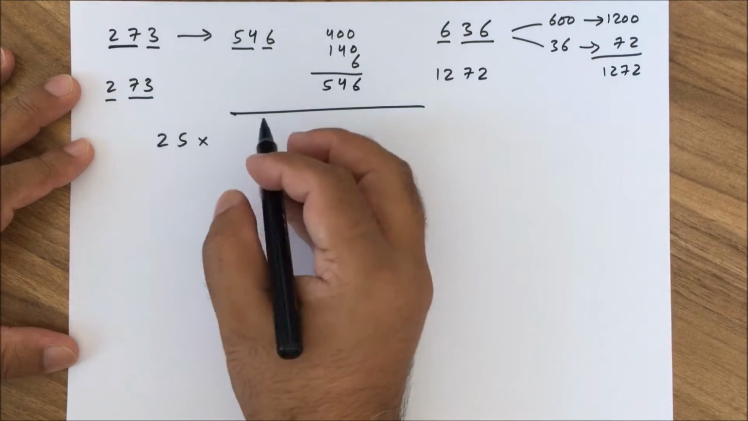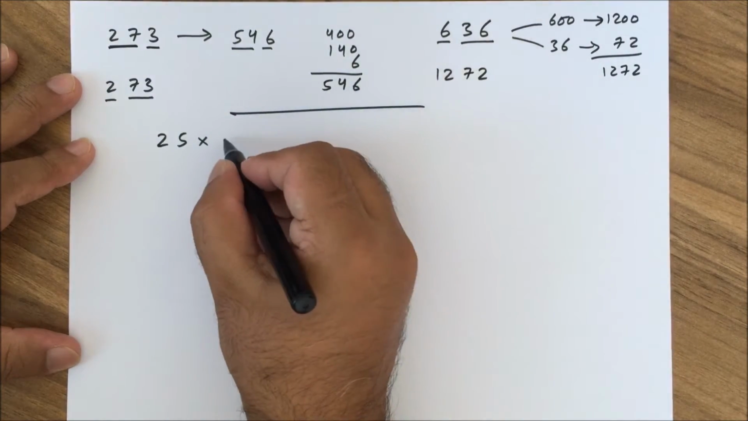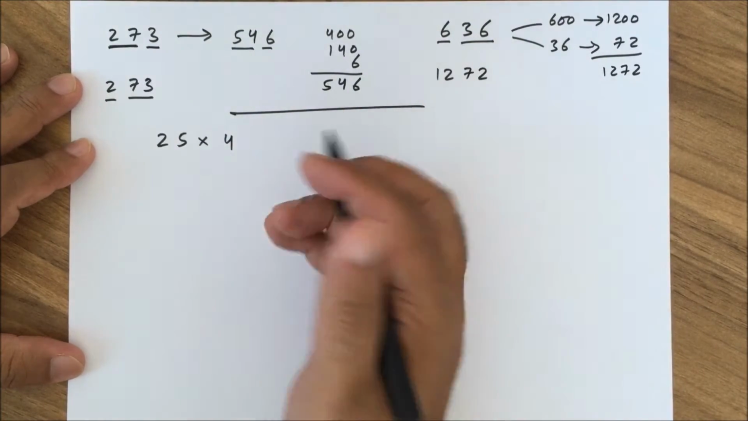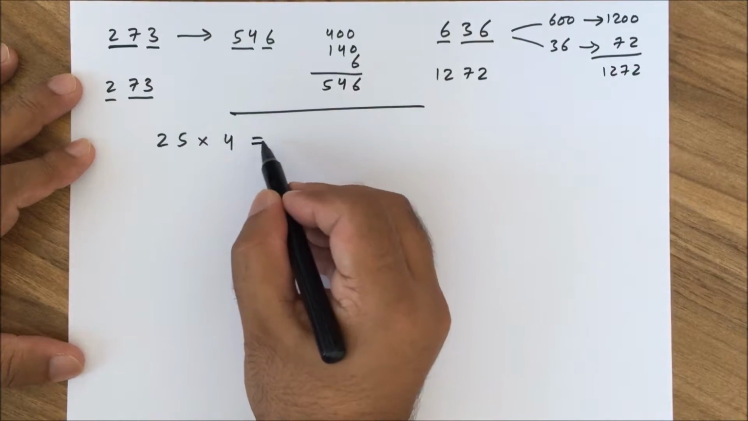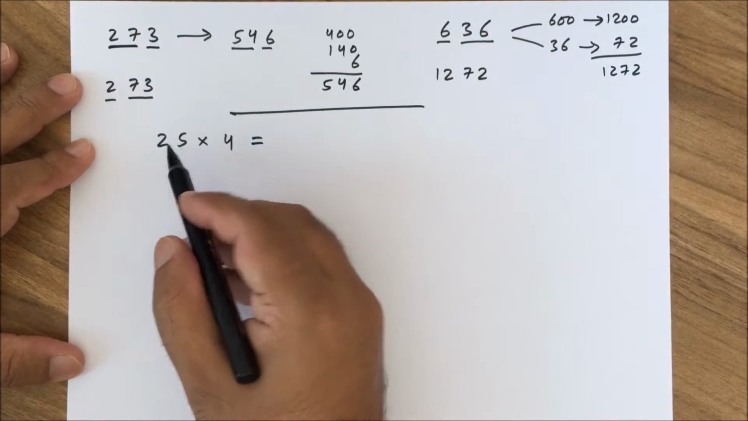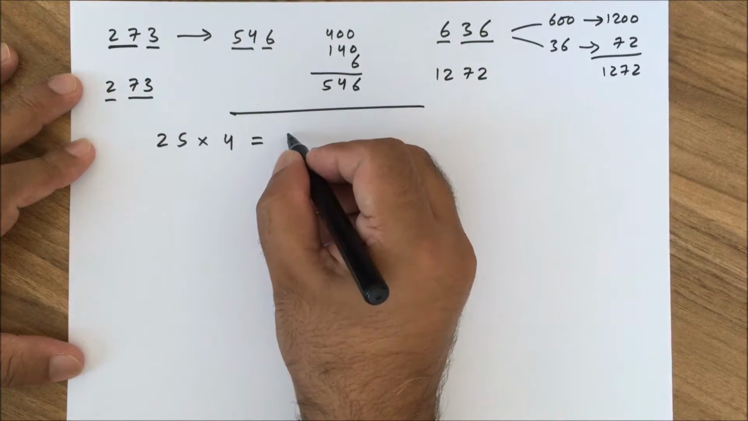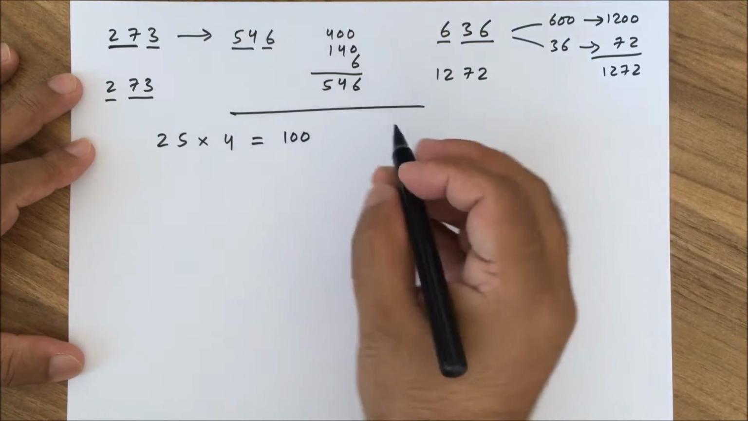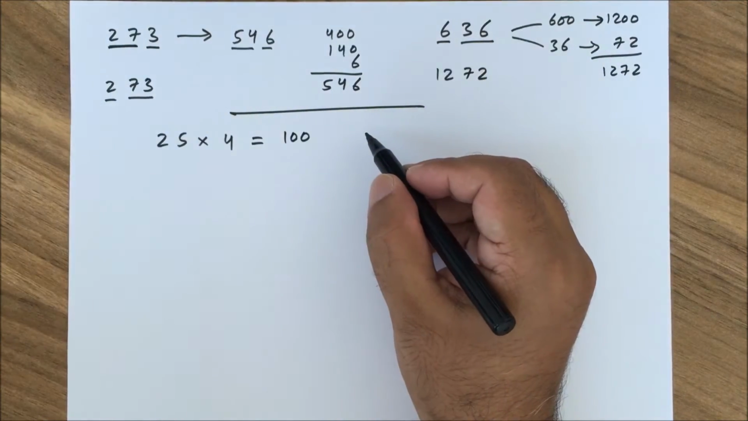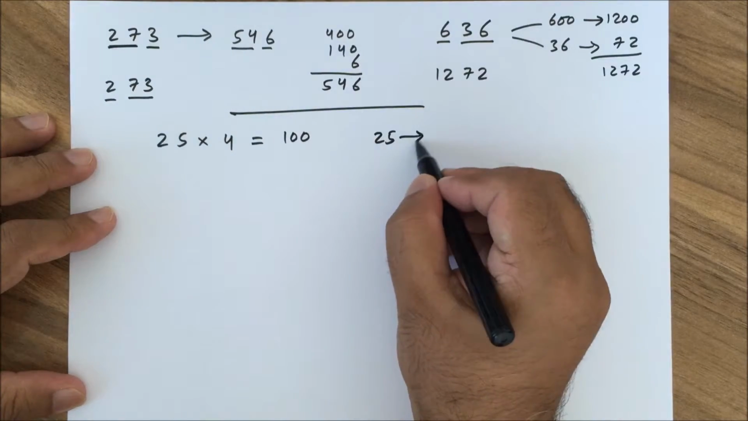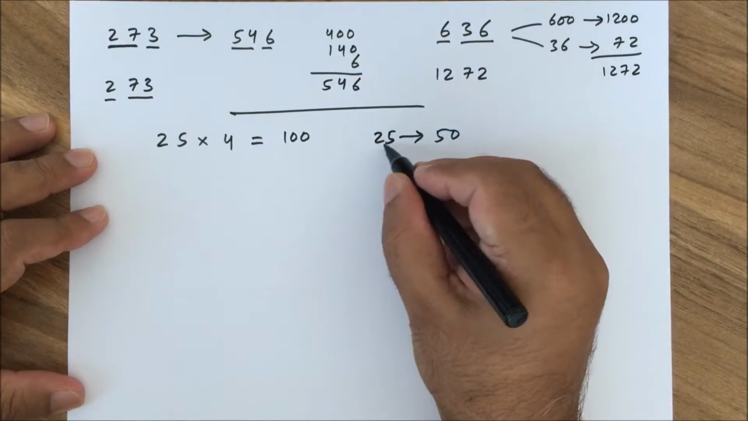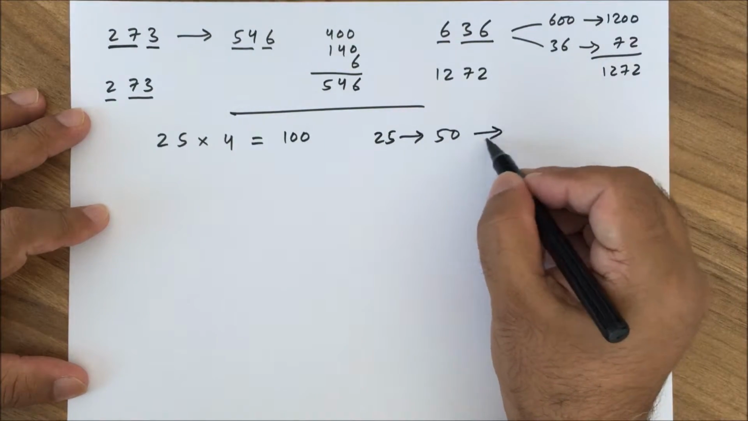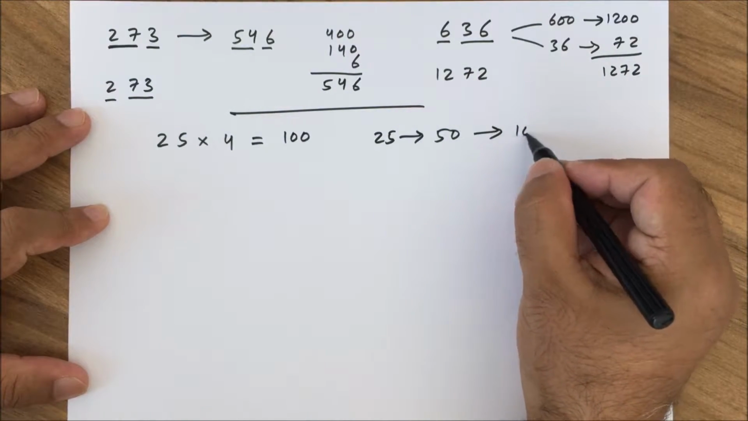25 times 4, not 2. By 2 we did the double. If you double 25 twice, you will get your answer. If you double 25, it's 50, and double of 50 is 100. So it will become 100. So if you are doing 25 times 4, double it twice. Double of 25 is 50, because double of 20 is 40 and double of 5 is 10. 40 and 10 make 50, and then double of 50 is easy, it's 100.